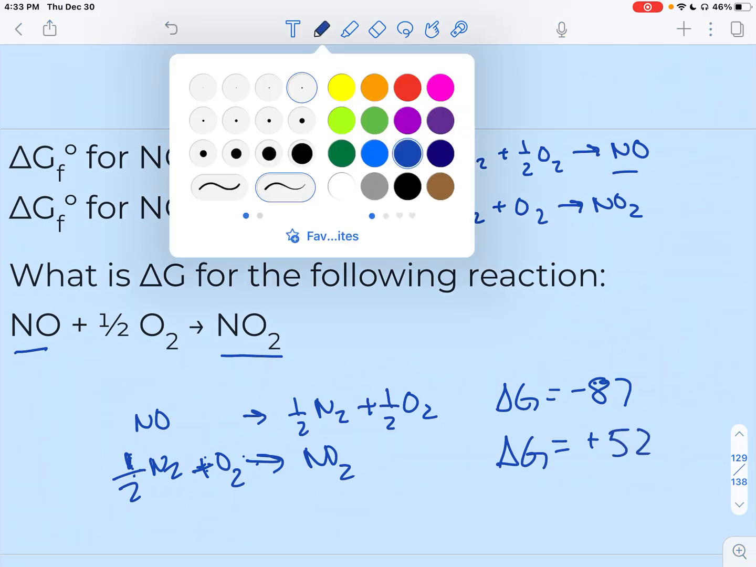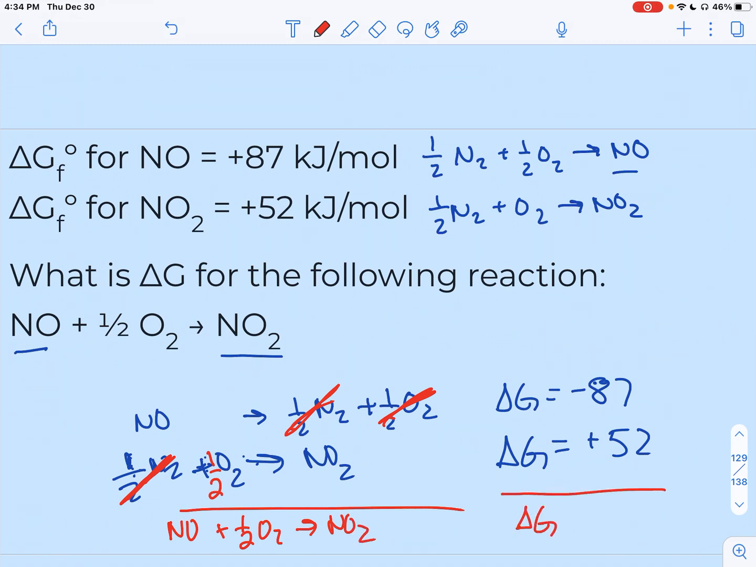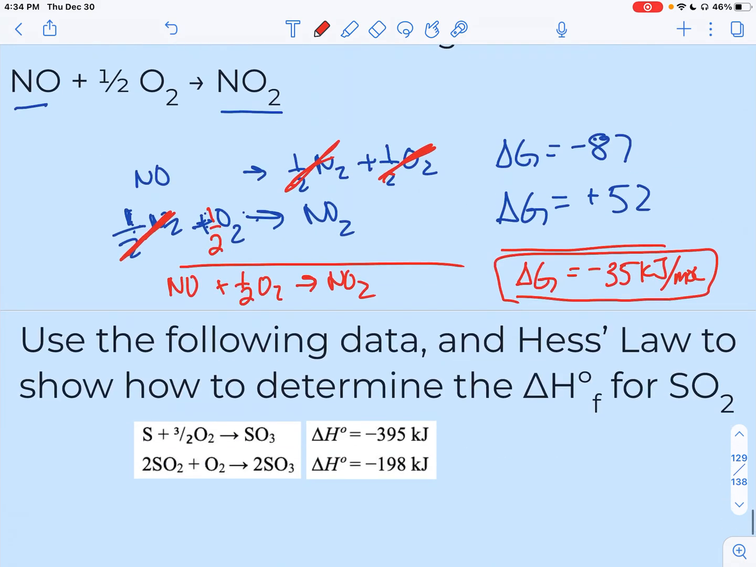And then we can cross out this N2. This will go away and we'll have 1/2 here. And so our overall reaction is what we were looking for. So when we add those delta G's together, we get the delta G for the whole reaction. So just a little Hess's law refresher. Okay.